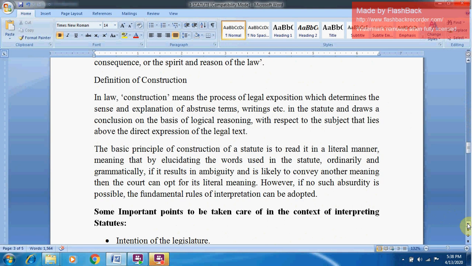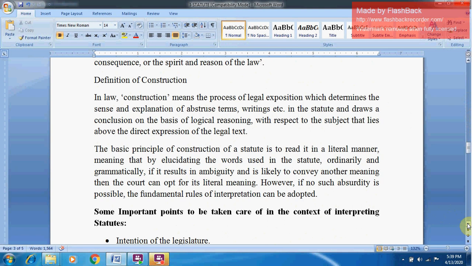Next, the basic principle of the construction of a statute is to read it in a literal manner, meaning the words used in the statute are read ordinarily and grammatically. If this results in ambiguity and is likely to convey another meaning, then the court can opt for the literal meaning. However, if no such absurdity is possible, the fundamental rules of interpretation can be adopted.